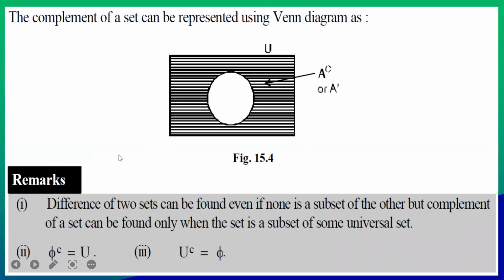The complement of a set can also be represented using a Venn diagram. This is set A. When we get the complement of A, those are elements that are not in A, meaning outside of A, but inside the universal set. Okay, that is the shaded region. Remarks: the difference of two sets can be found even if neither is a subset of the other. But the complement of a set can be found only when the set is a subset of some universal set. Next, the complement of a null set is the universal set. And the complement of the universal set, of course, is the null set.